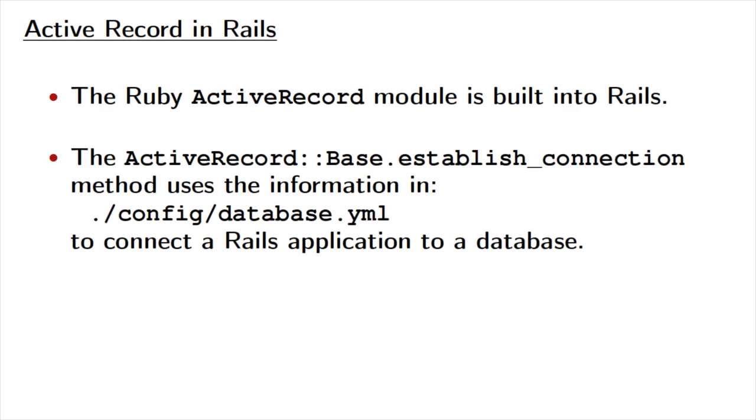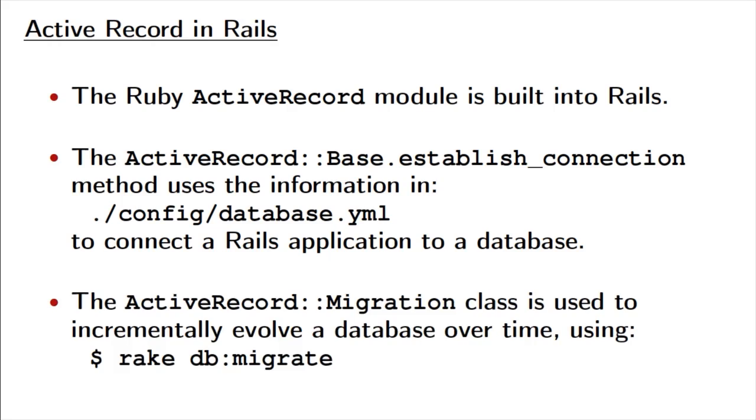In the active record module, there's an established connection method that uses the information in the database.yaml file in order to establish a connection between the Rails application and a relational database backend. Whenever you run migrations, you're using active records as well.